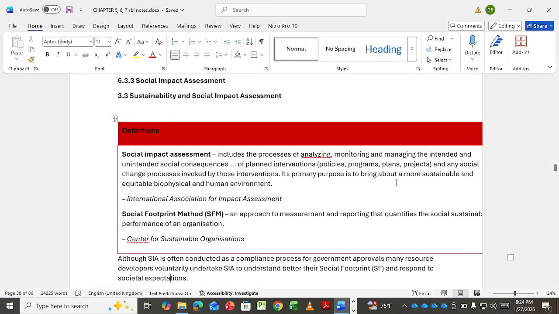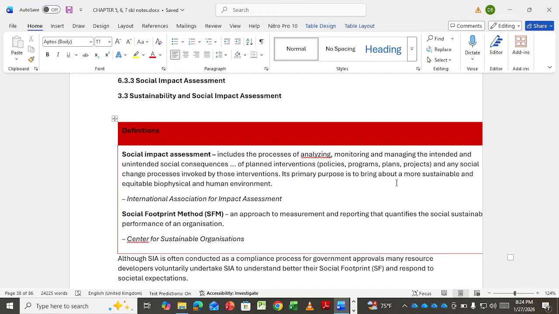So we have social impact assessments, sustainability and social impact assessments. These include monitoring and analyzing the intended social consequences or the unintended social consequences of planned interventions, and any social change processes evoked by those interventions. So this one talks about the social footprints.